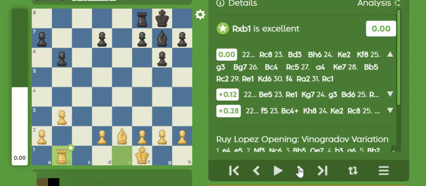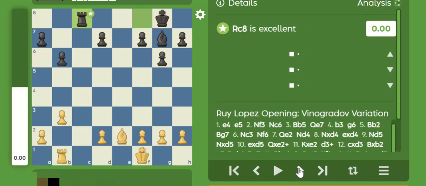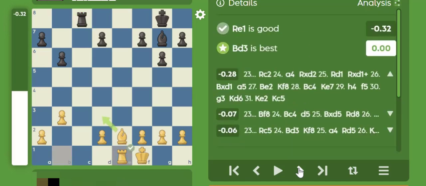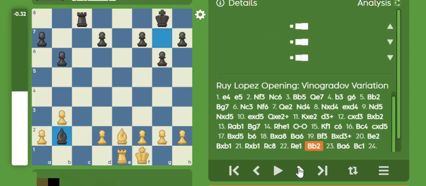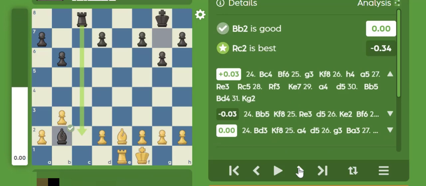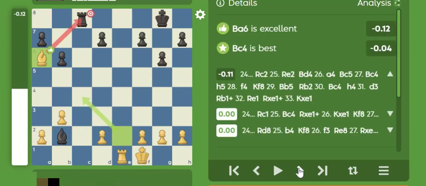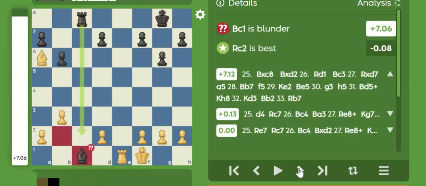In fact, both sides have a rook, both sides have a bishop, and both sides have 6 pawns. So again, game is pretty much even. Okay, excellent move from black. A good move. There was a better move for white, but still not too bad. Black has the advantage a little bit. And now the game is even again. Excellent. Uh-oh. Black just made a huge blunder.